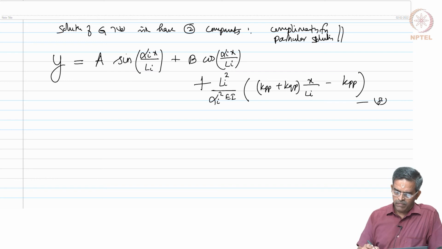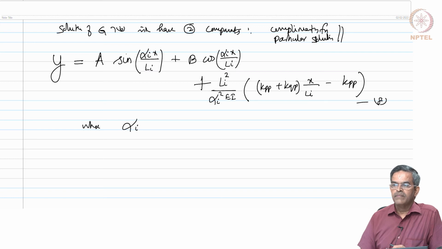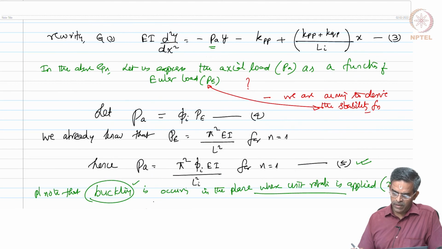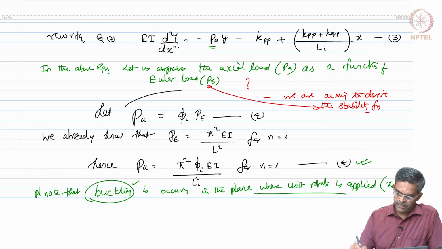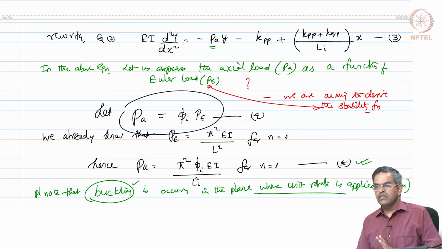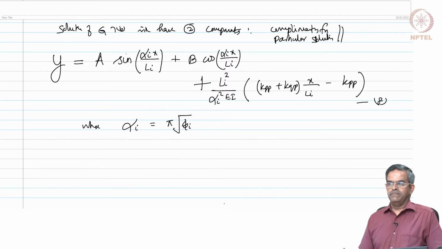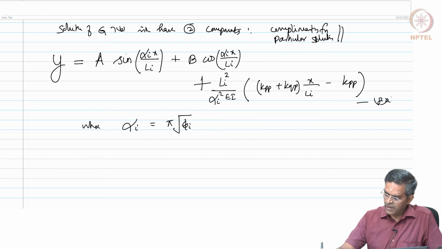Okay. We will also say where alpha I, which is introduced here in the above equation, is pi times root phi I. Phi I already is here, we have defined that here. It is actually the ratio between the axial force applied and the Euler's load, that is what we have said in equation 4. We will call this 8a, and this 8b, for our understanding.